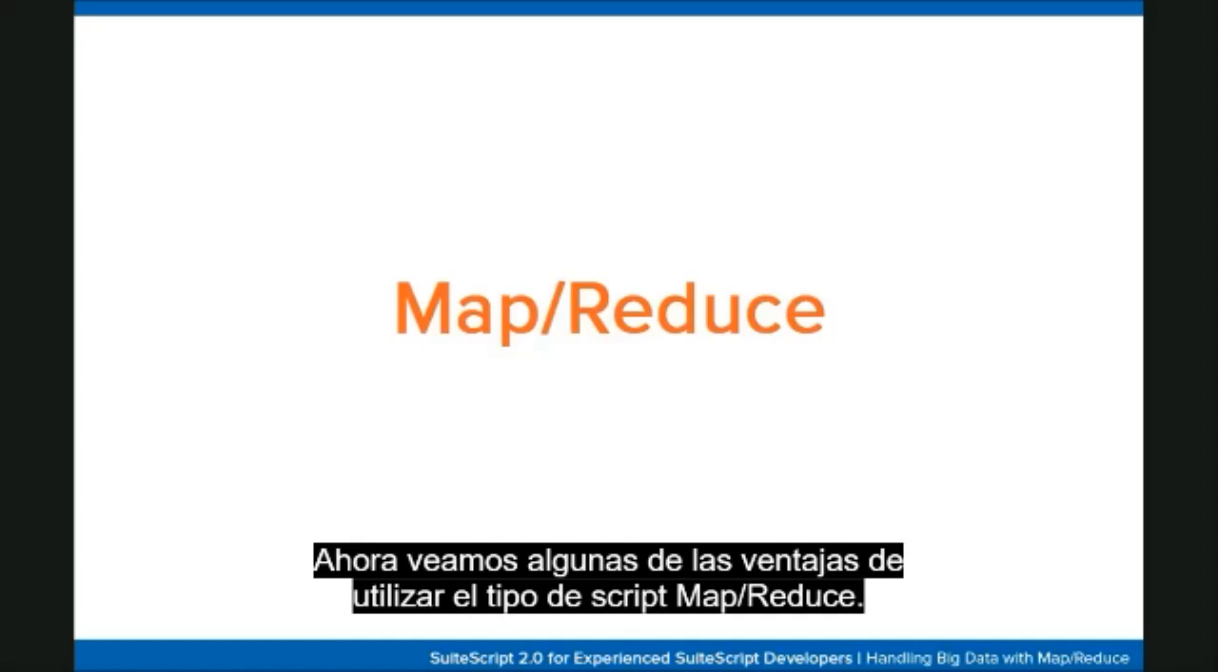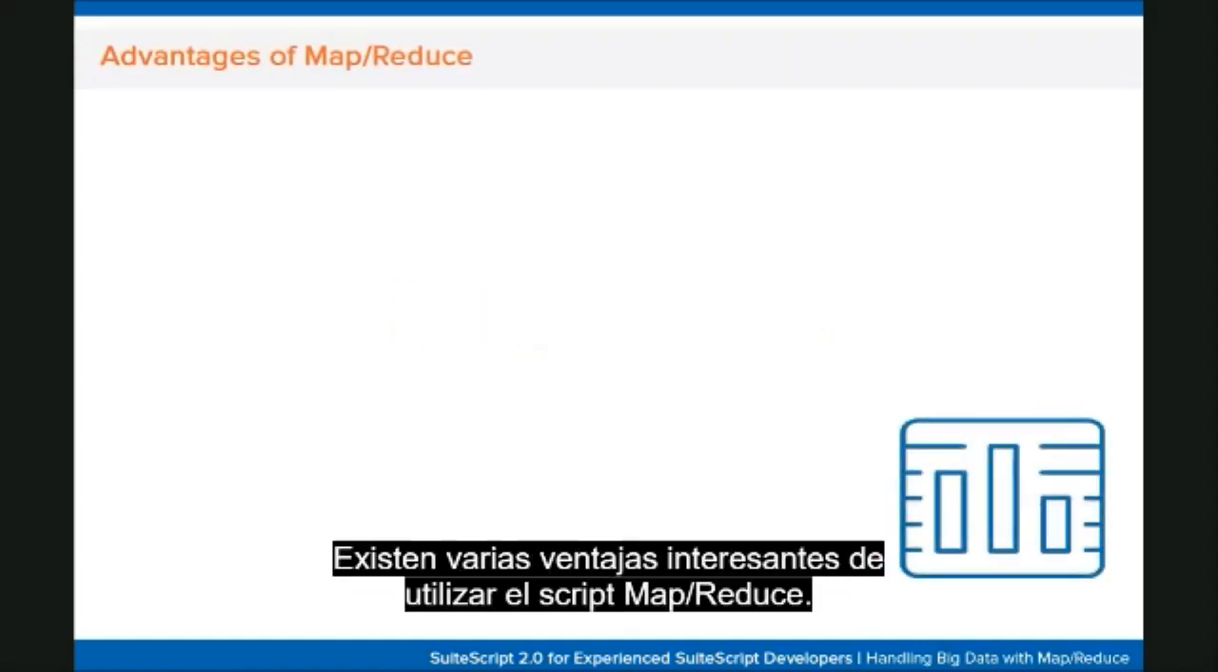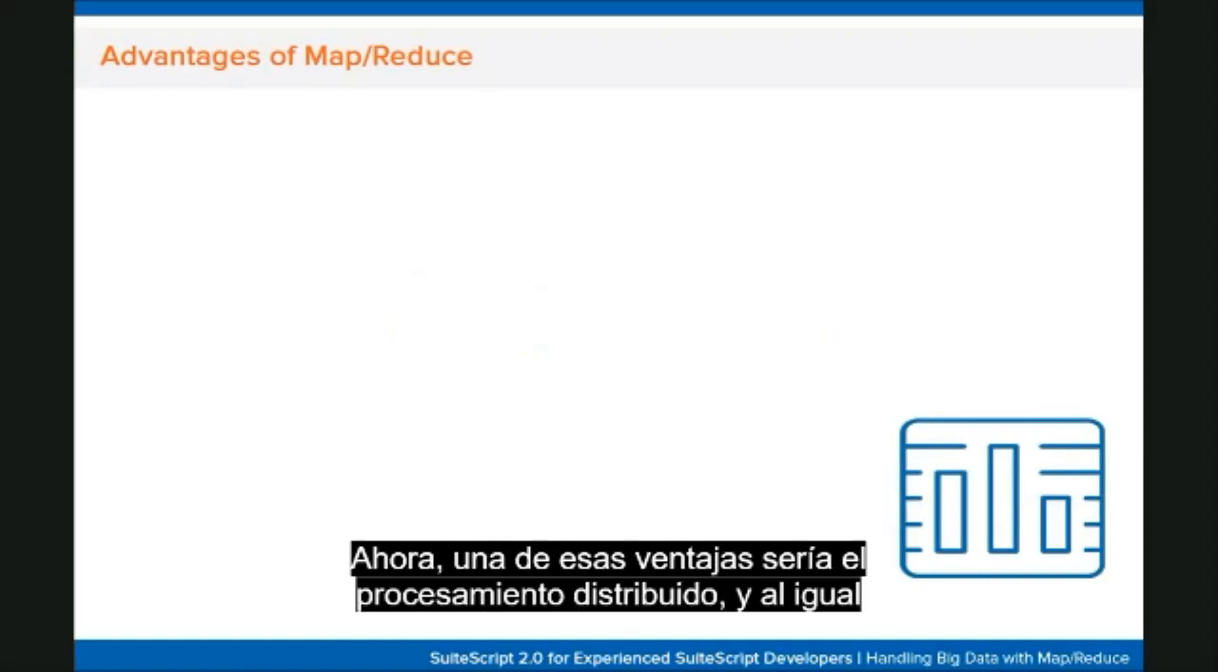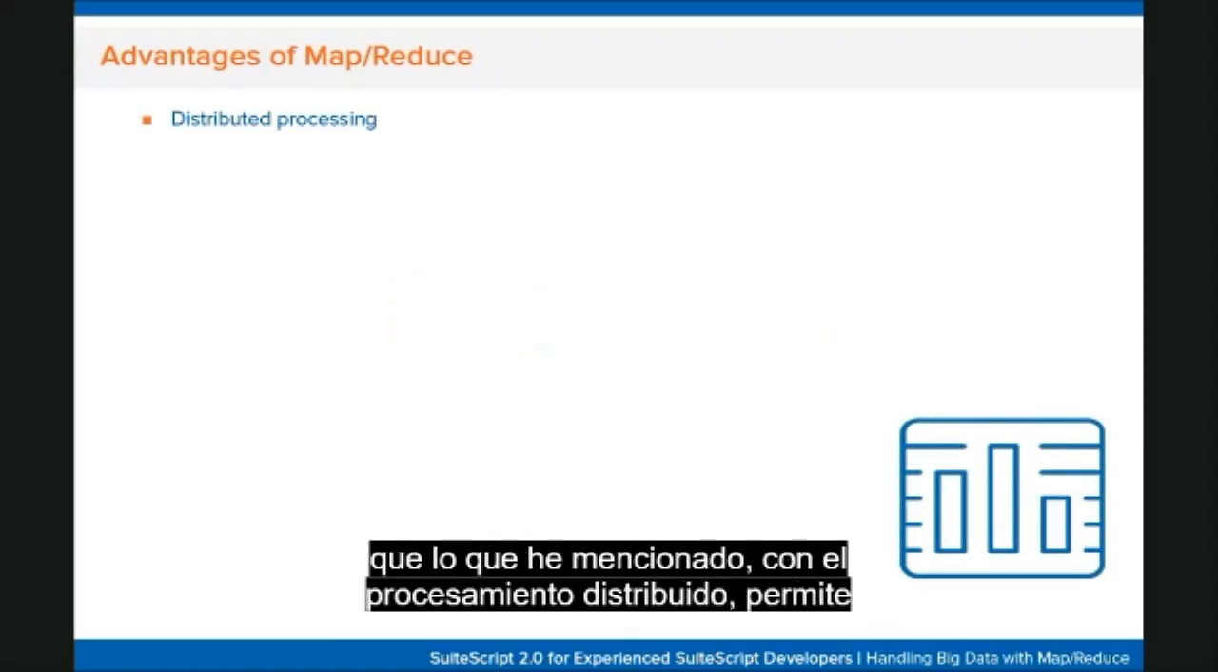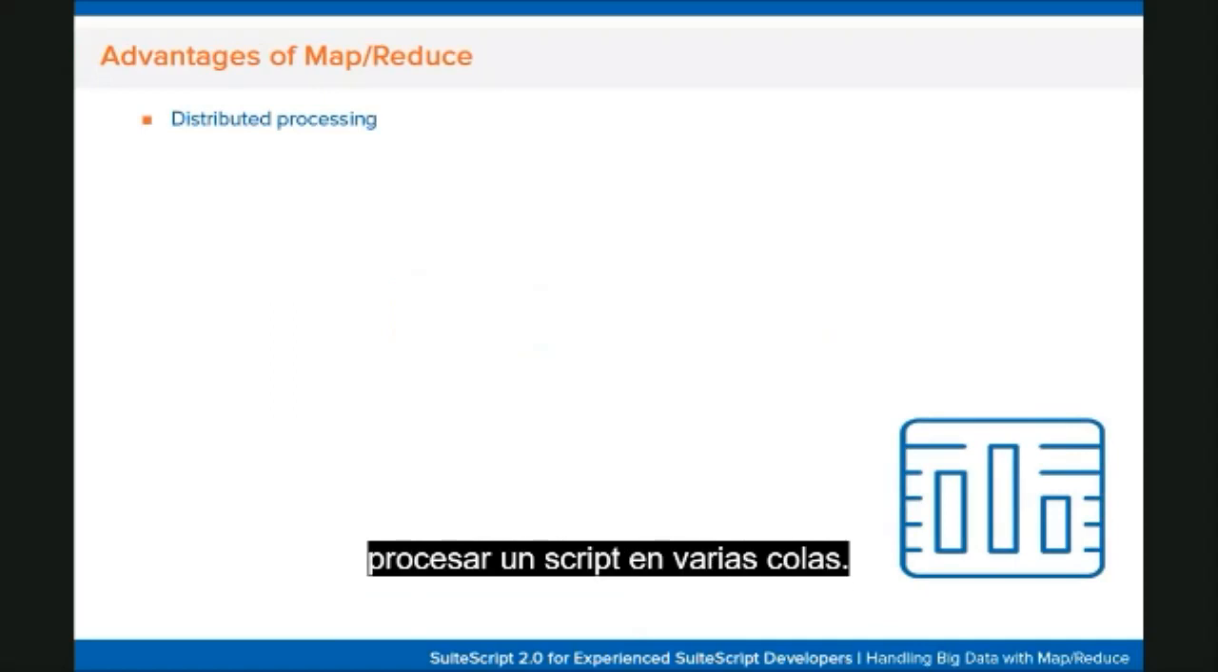Now, let's take a look at some of the advantages of using the MapReduce script type. There are several exciting advantages of using the MapReduce script. One of those advantages is distributed processing. And like I've mentioned, with distributed processing, it allows you to process one script in multiple queues. We're going to cover how that works later.